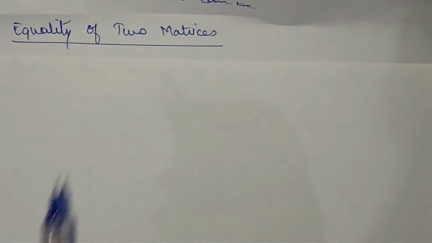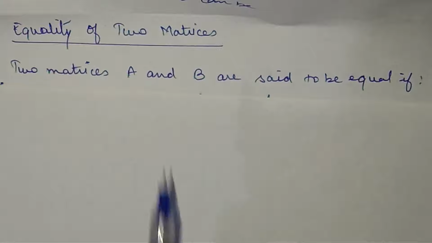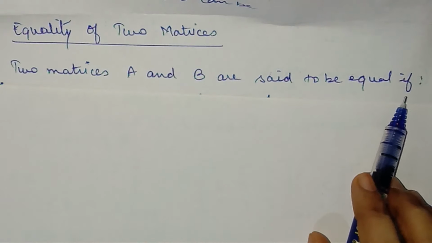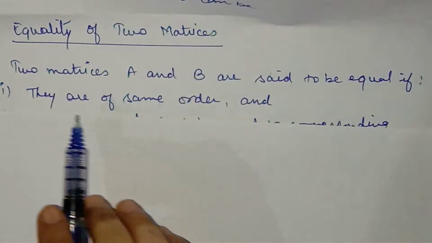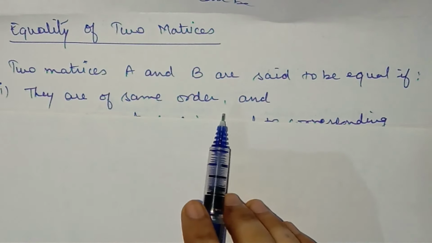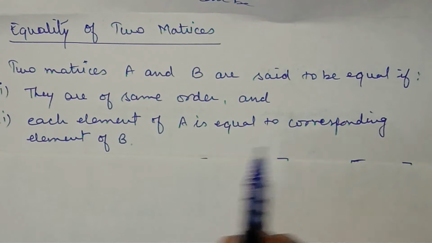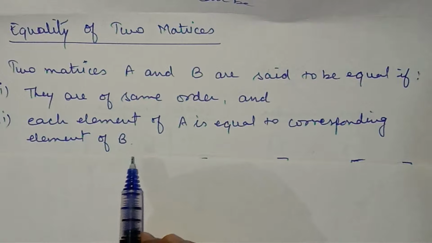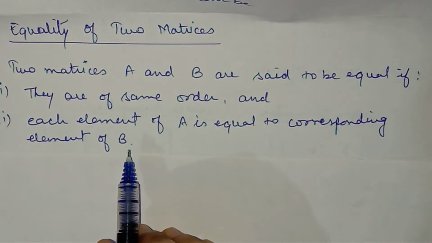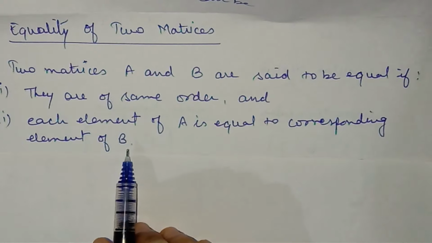The next topic is equality of two matrices. There are certain conditions that need to be satisfied by the matrices if you want to equate them. Let's see what these conditions are. Two matrices A and B are said to be equal if, point number 1, they are of the same order, and point number 2, each element of A is equal to the corresponding element of matrix B. Only then the two matrices will be said to be equal or can be equated.